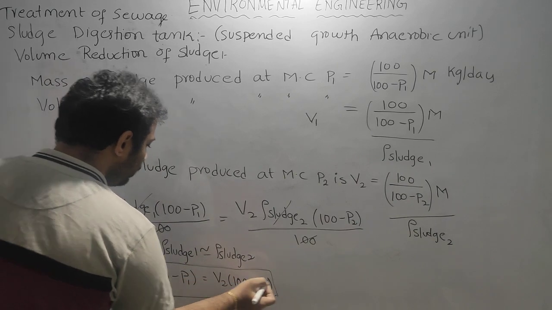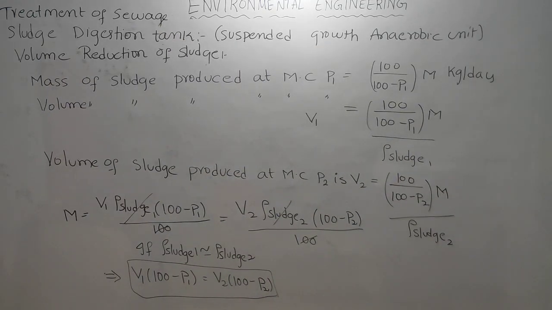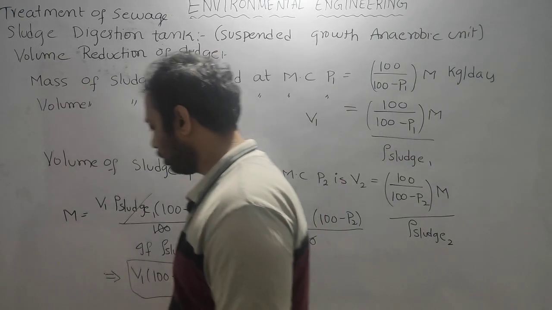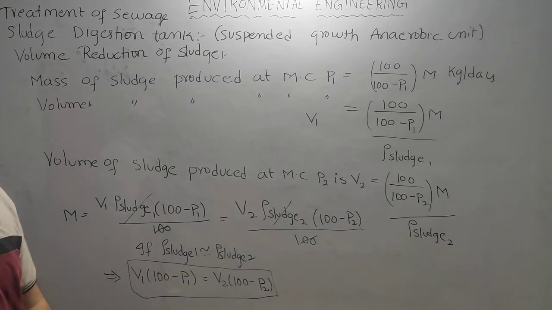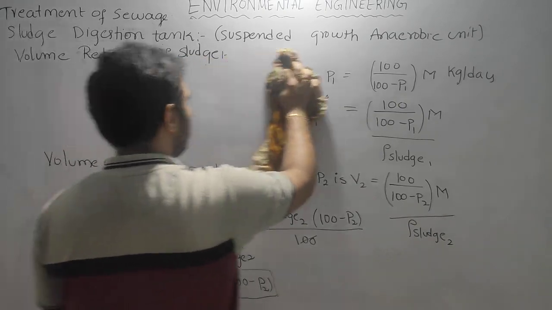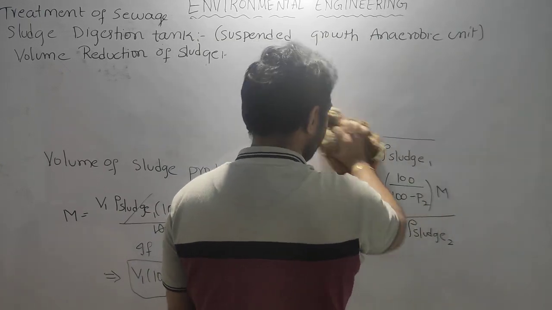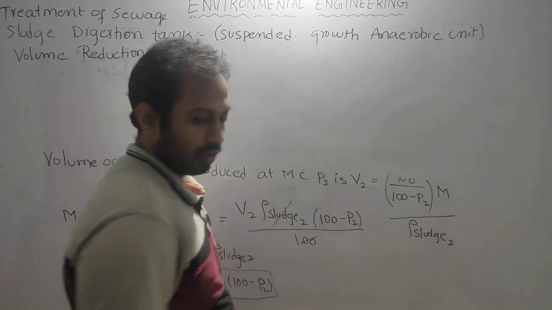When we are reducing the moisture content, that is P, what is the reduction in the volume of the sludge? You will understand that from this relationship. I will use this relationship to explain how much volume it will lose when we reduce the moisture. What is the importance of this moisture reduction? Why is it that important? We will understand it with a simple example.